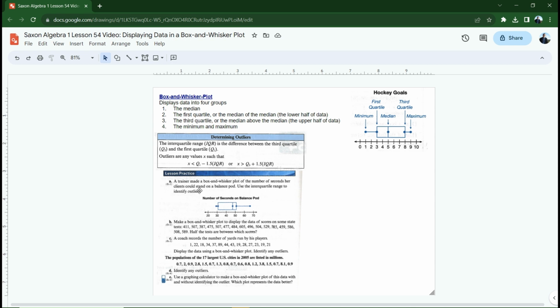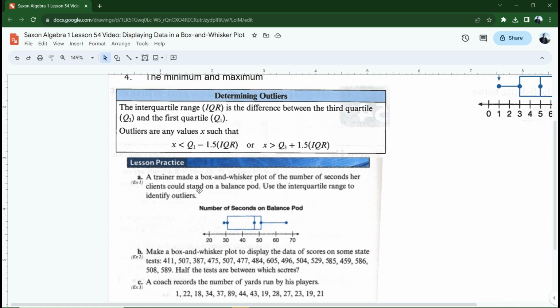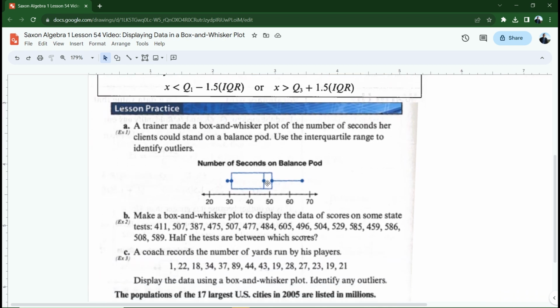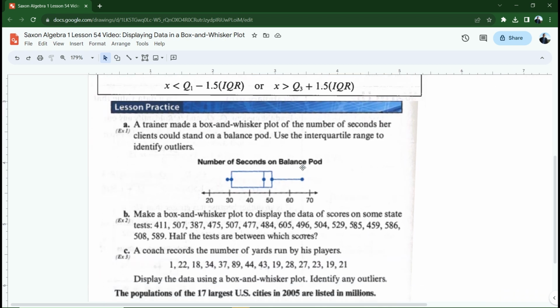In letter A, a trainer made a box and whisker plot of the number of seconds her clients could stand on a balance pod. Use the interquartile range to identify any outliers. Ooh, jumping right into interquartile range.